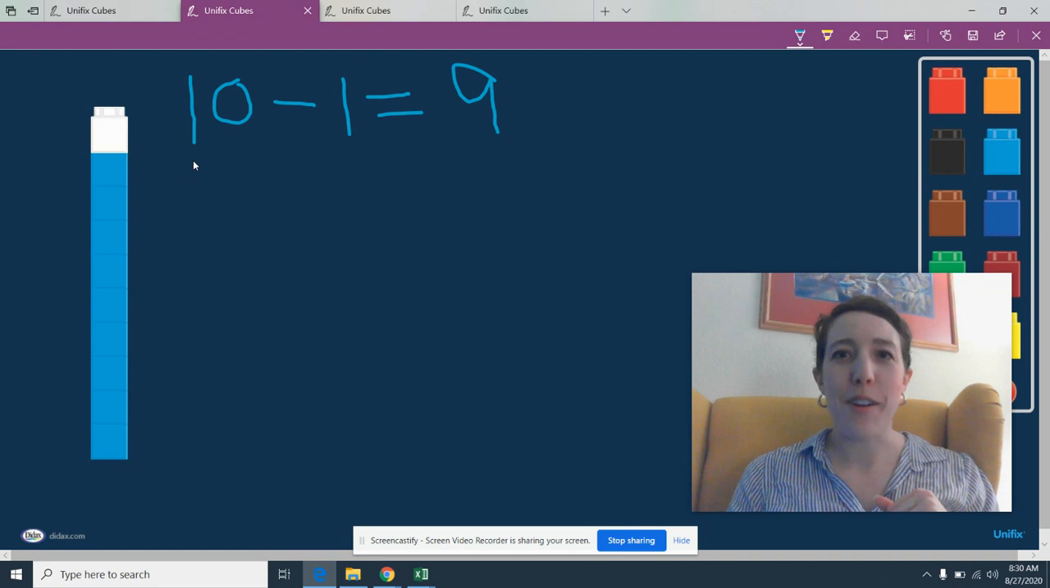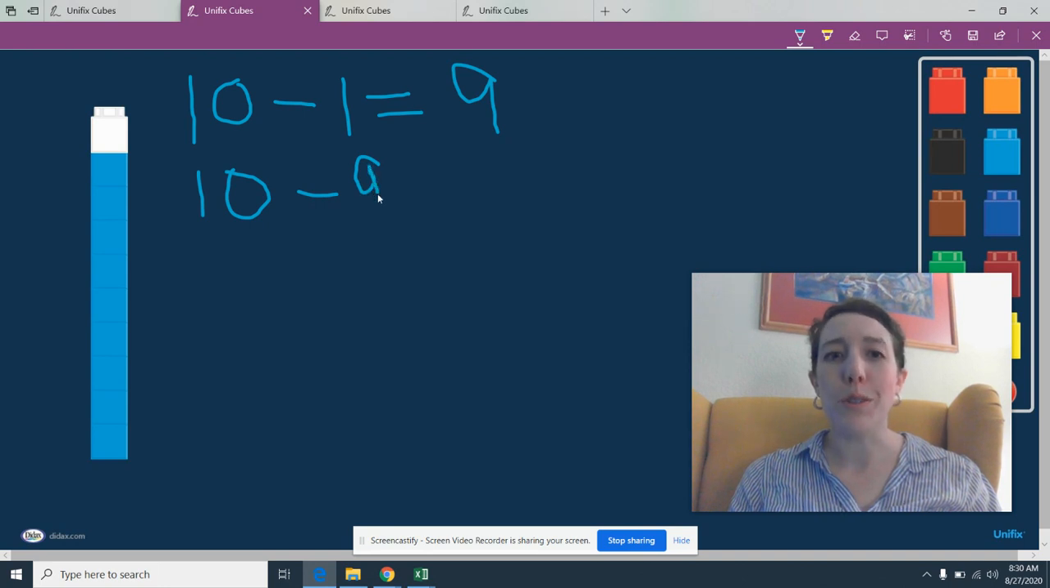So I have another question. Could I take this and reverse it? I could look at this as having 10 altogether, and I could do the opposite. I could say 10 minus the 9 blue Unifix cubes gives me what?